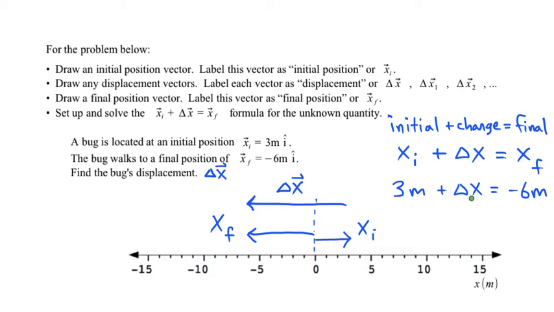Now we'll solve for delta x by subtracting 3 meters on both sides. This reveals that our delta x is negative 9 meters. Is that in agreement with the picture? And the answer is yes, because the length of the arrow is 9, and also it's pointing to the left, which agrees with the sign of our findings there. So it all tells the same story, and that's what we want.